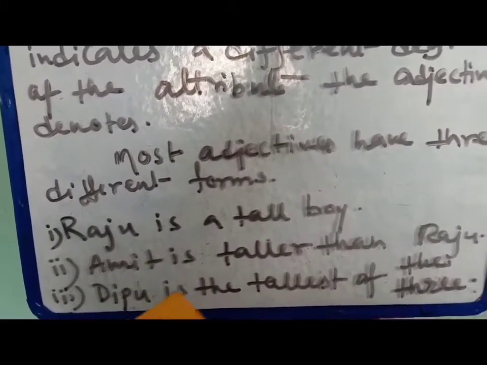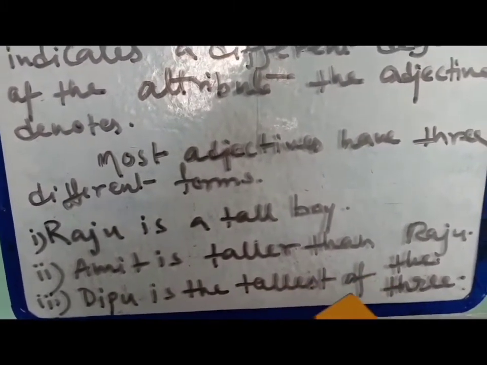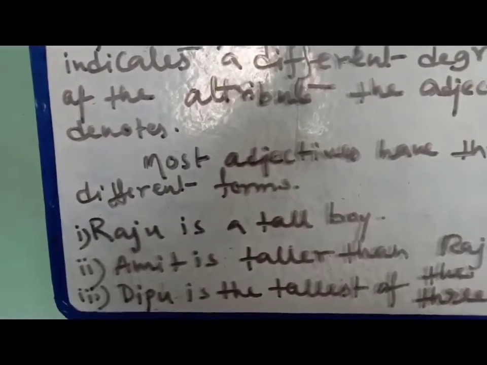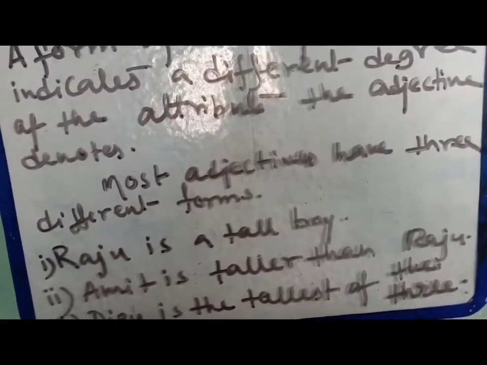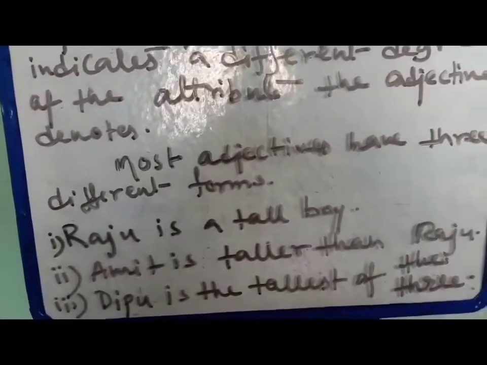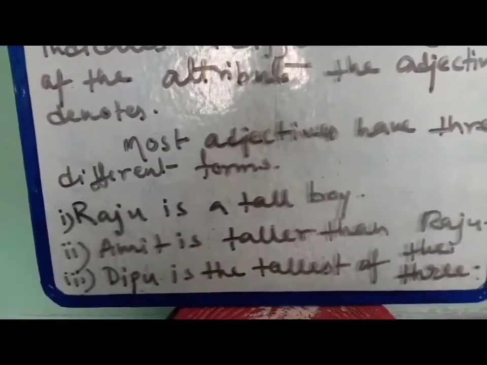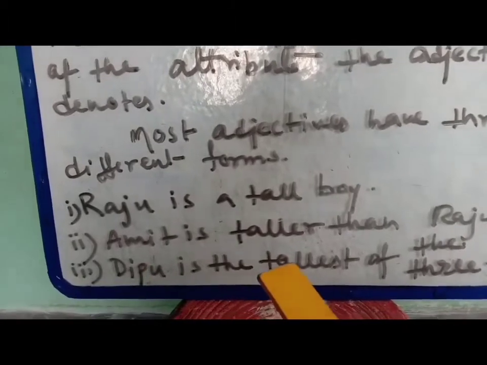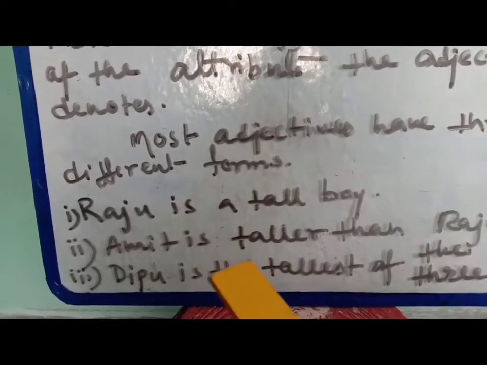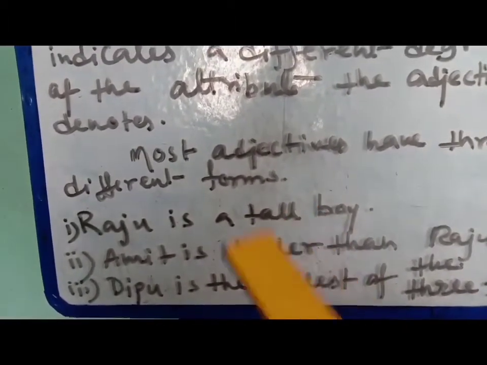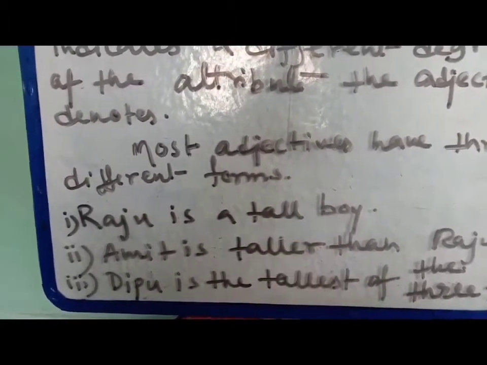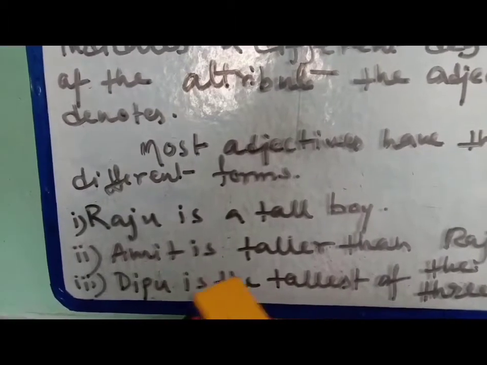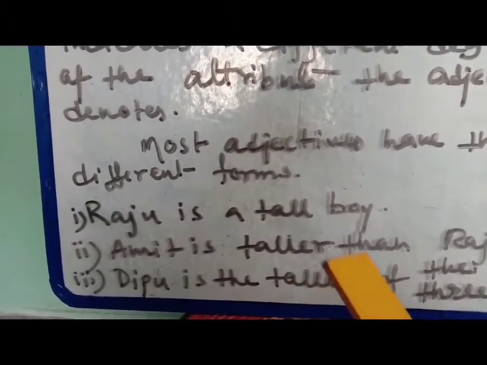Now the third one, Deepu is the tallest of the three. Deepu is another boy and he is the tallest among these three. Who are the three? Raju, Amit and Deepu. Among these three boys, Deepu is the tallest. Tallest means the tallest boy of these three boys. Now this one is the superlative degree.